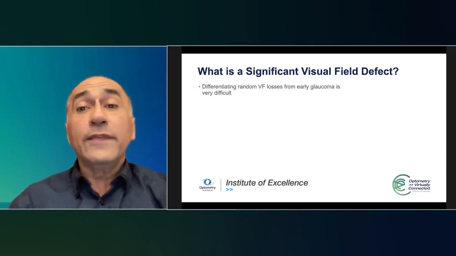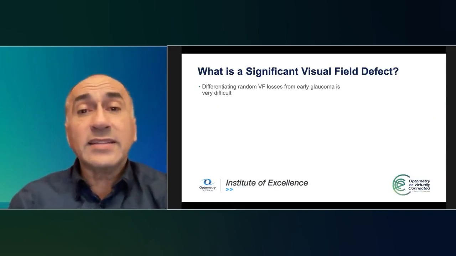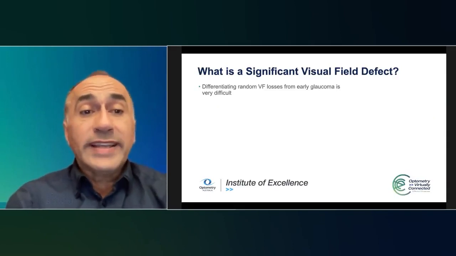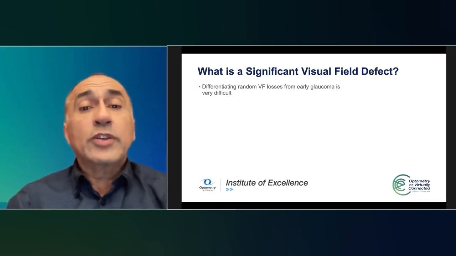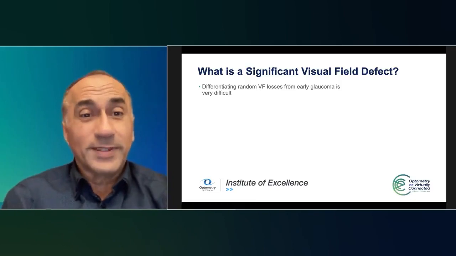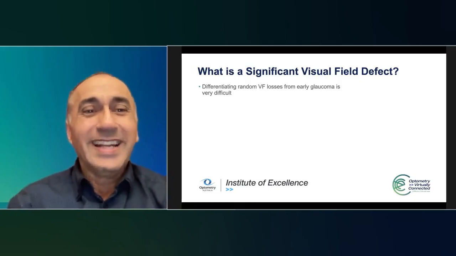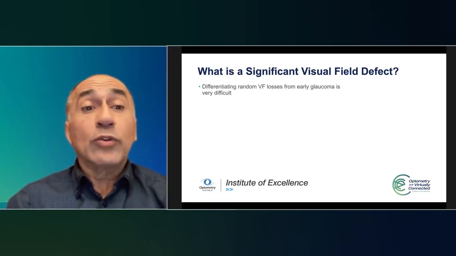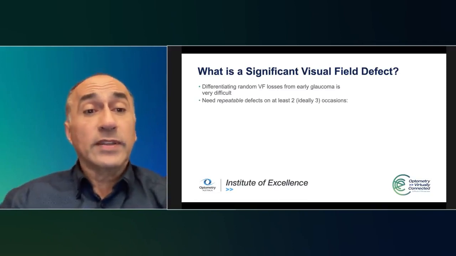So what is a significant visual field defect? You run the test, and now you've got to look at the printout. The problem with visual fields is that they're quite variable. They depend on patient performance. That's why they call them a subjective test. And differentiating random visual field losses from true early glaucoma is actually quite difficult.